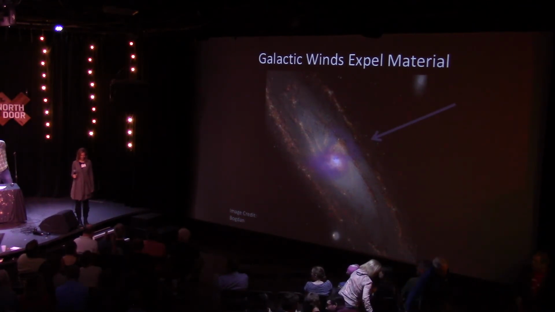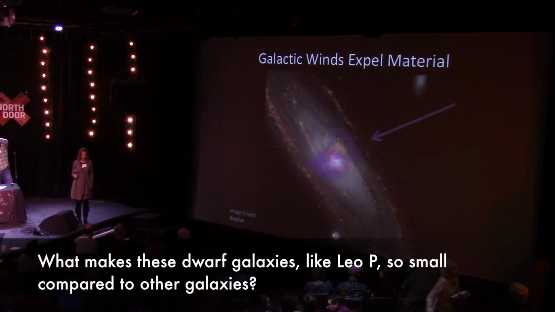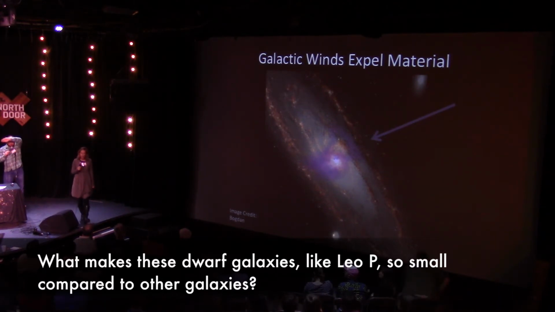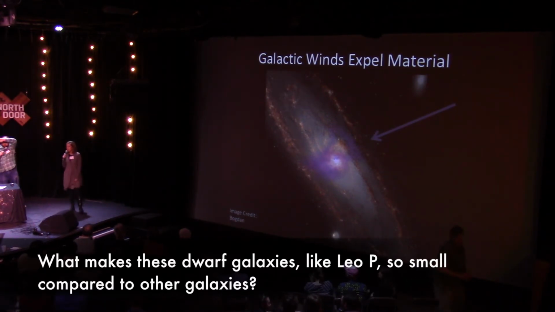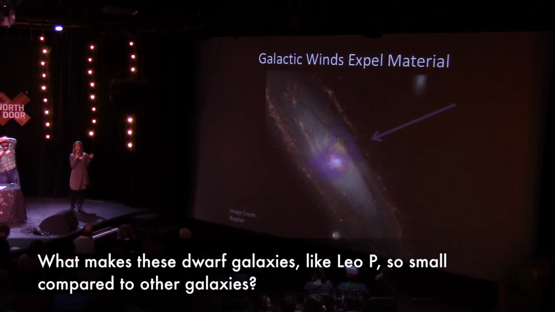Between the really large galaxies like M103 and the small ones. In other words, why is this galaxy so massive and why is this a dwarf galaxy? Why is this so small? So the question was, why is Leo P so small compared to some of these other galaxies?